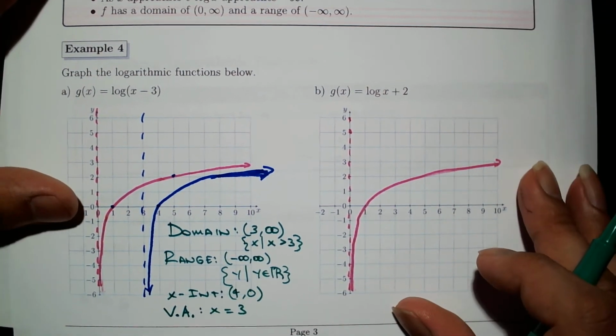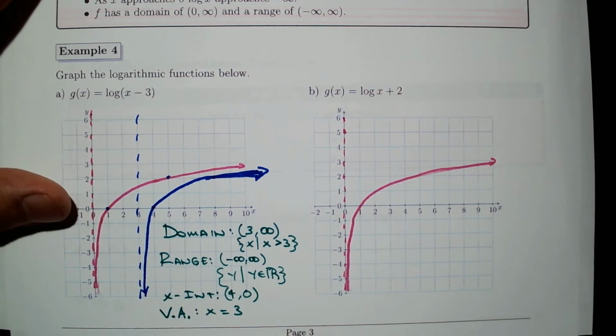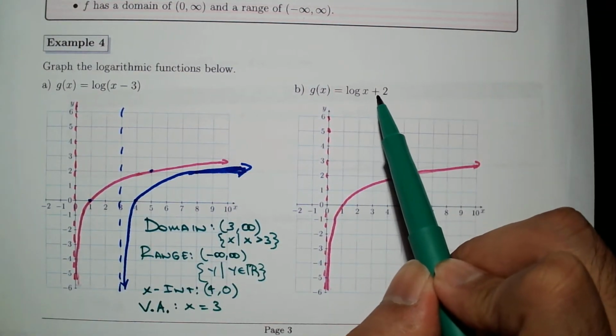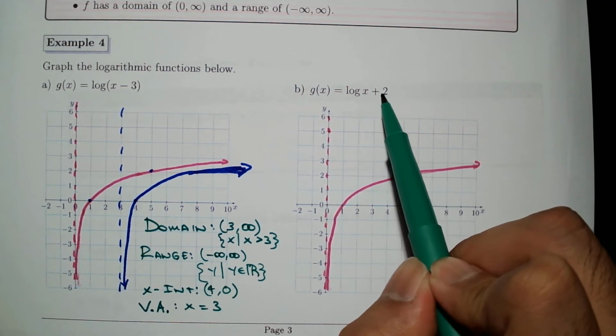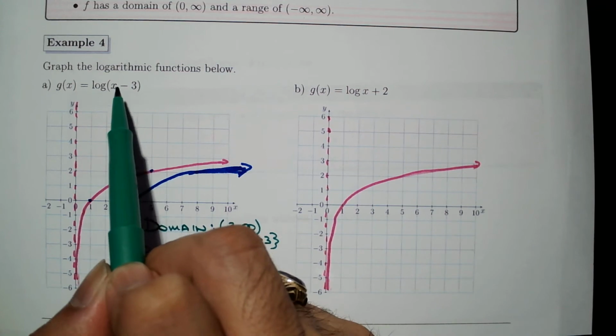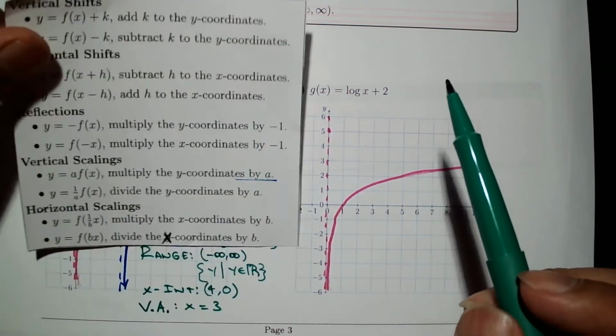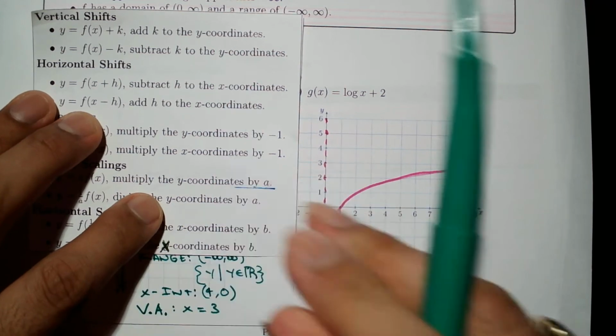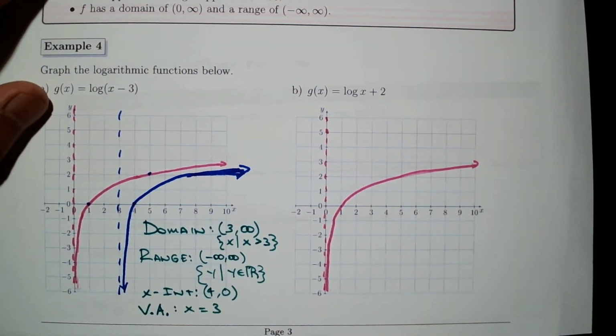All right, let's look at another example, letter B, for this example 4. Now notice we have y equals log of x plus 2, but we don't have parentheses. This plus 2 is not inside of the parentheses the same way it was this negative 3 here. So in this case, we're going to have a vertical shift. So we're going to shift it up 2 units.